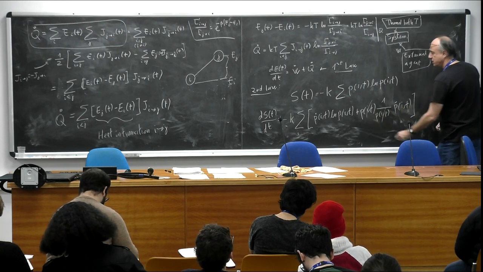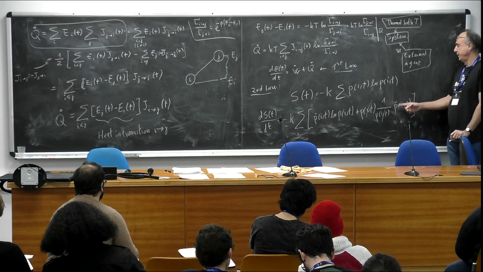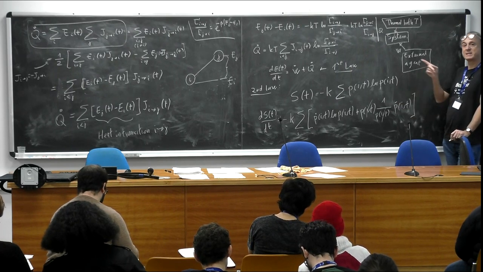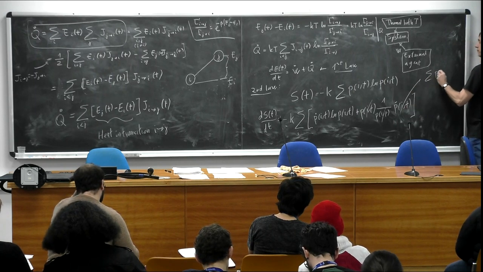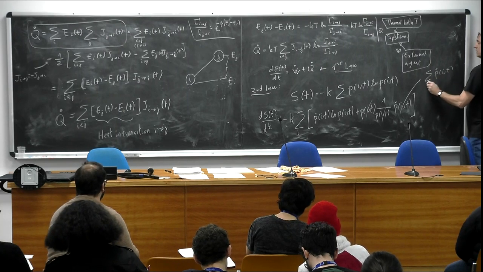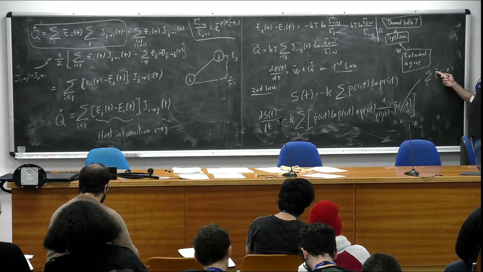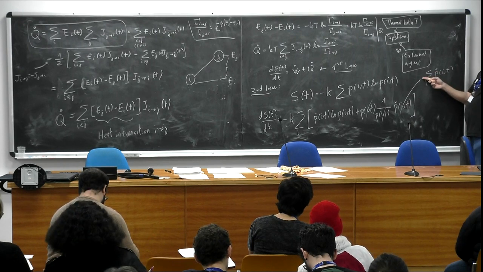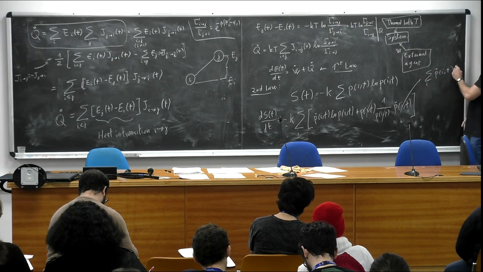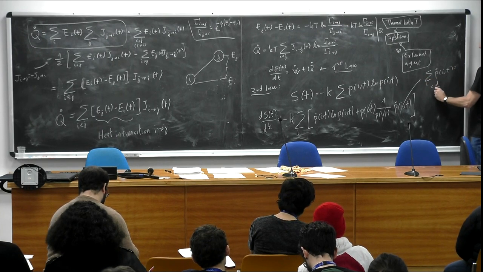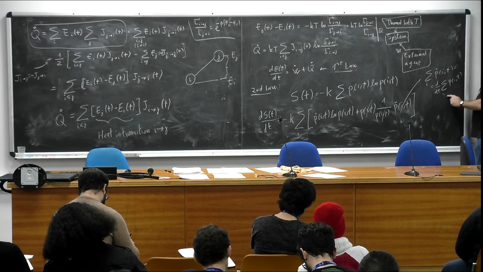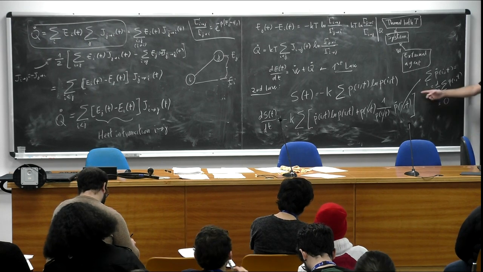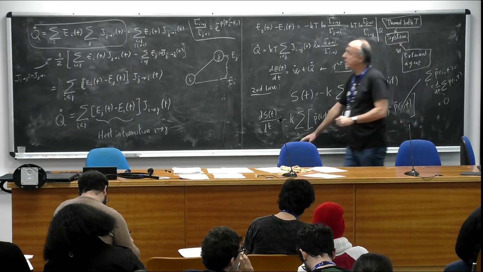Now this cancels with this. And then I have P dot, which is different from zero, but the sum of P dot is the derivative, this is a time derivative, I can take the derivative here. It is the derivative of the sum of P_i, and the sum of P_i because of normalization is 1 all the time, so this is zero. So this cancels.